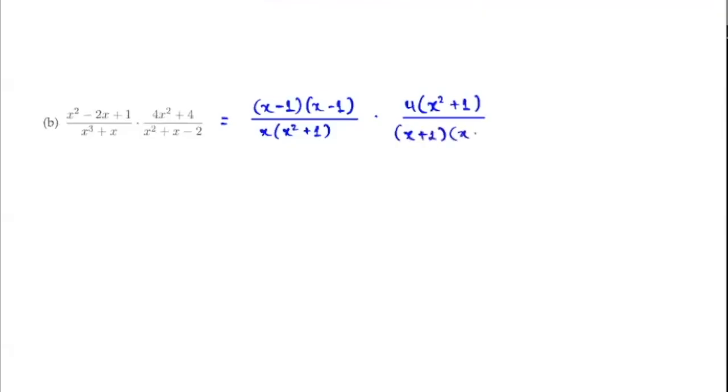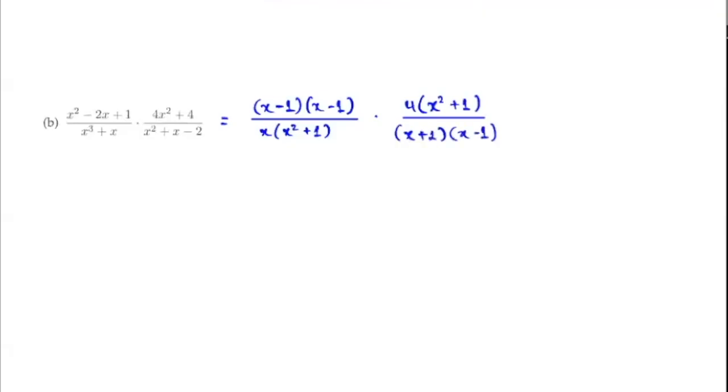Again, you have two rational expressions multiplied together. First, factor the numerator and denominator when possible. So the x squared minus 2x plus 1 gives me x minus 1 times x minus 1 over x times x squared plus 1. So in the denominator of the first rational expression, you have x as a common factor. You take out the x and you're left with x squared plus 1. Multiply with the second rational expression. On the numerator, 4 is a common factor. And the denominator can be factored into x plus 2 times x minus 1.